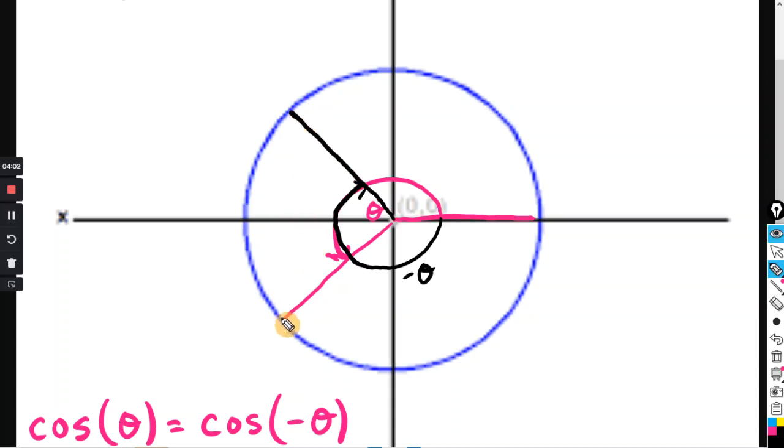Notice if you trace this point to the x-axis, and this point here to the x-axis, it would land on the same x-coordinate, okay? Whether you went positive theta or negative theta, it would land on the same x-coordinate. So this right here is true for all values of theta.